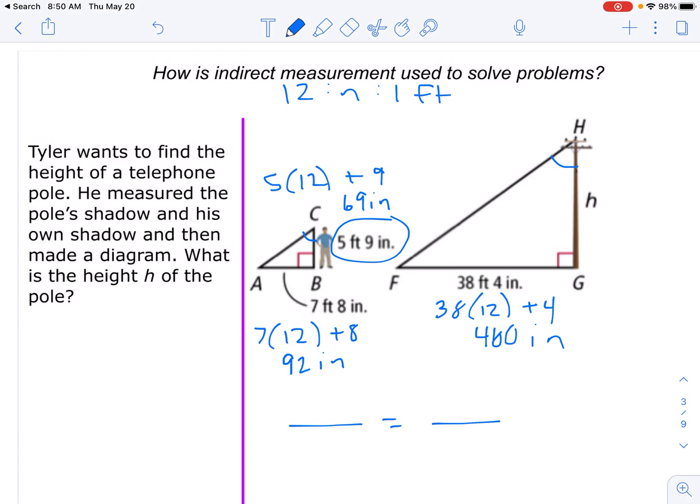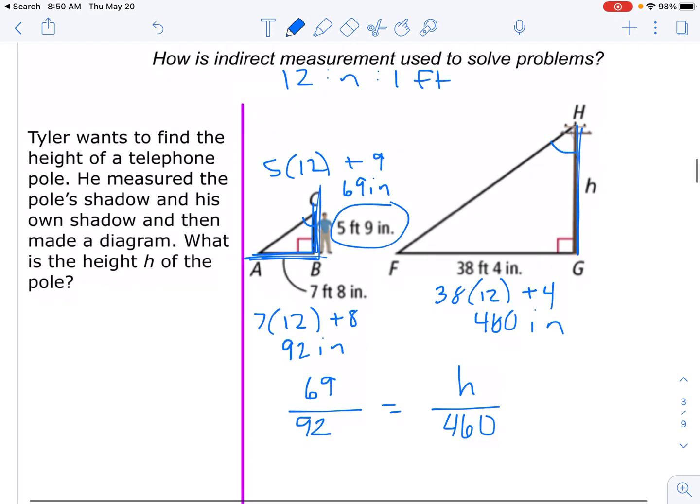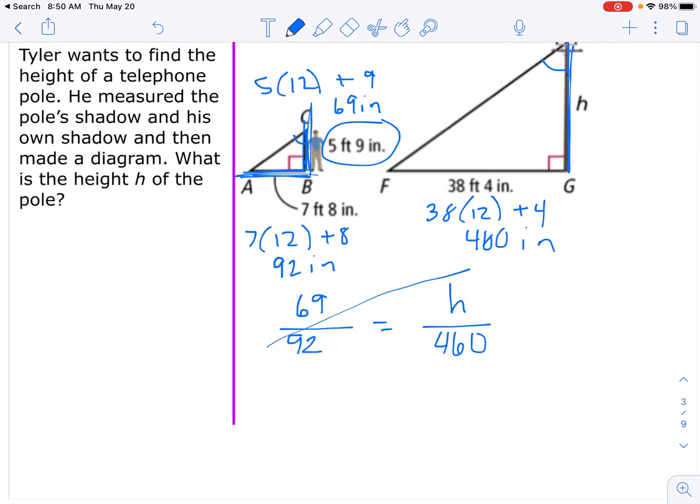If I put 69 on top, 69 is a measurement for the man's height. I could put h on the bottom because h is also a height, or I could put the man's shadow on the bottom. Either way. If I put 69 on top of the fraction, 69 was the height of the triangle, so then h would go on top of the other fraction and 460 would go on the bottom. To solve this, I'm going to cross multiply.